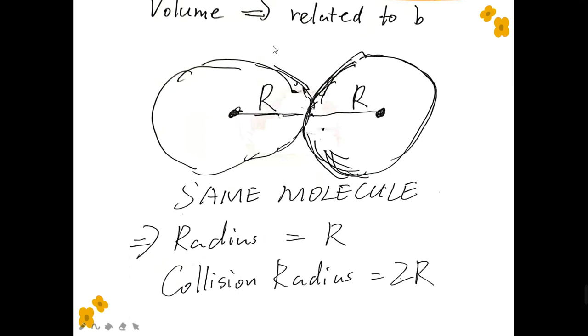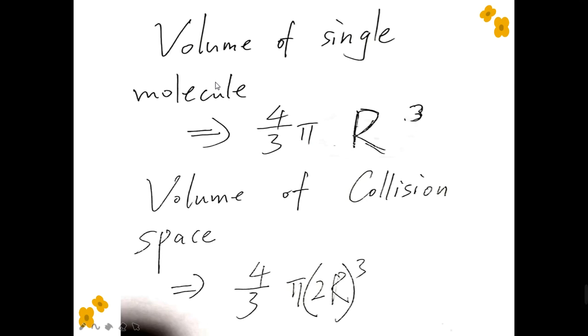You just rotate the two circles about 360 degrees, and you will find that the way it is rotating forms a new circle, and the new circle's radius is 2r. And from mathematical equations, we can get the volume of a single molecule is 4/3 pi r to the third power, and the volume of collision space is 4/3 pi (2r) to the third power.